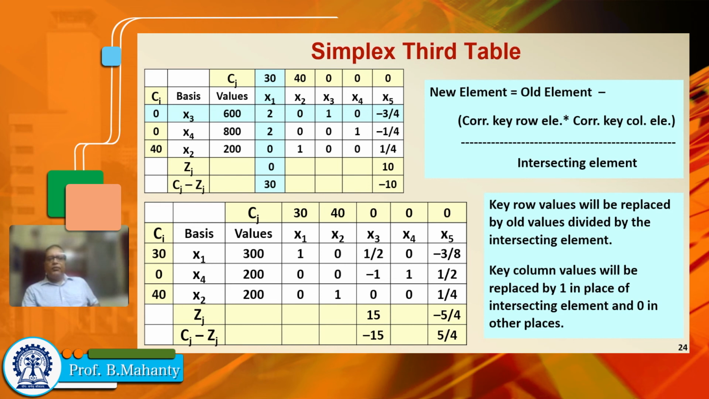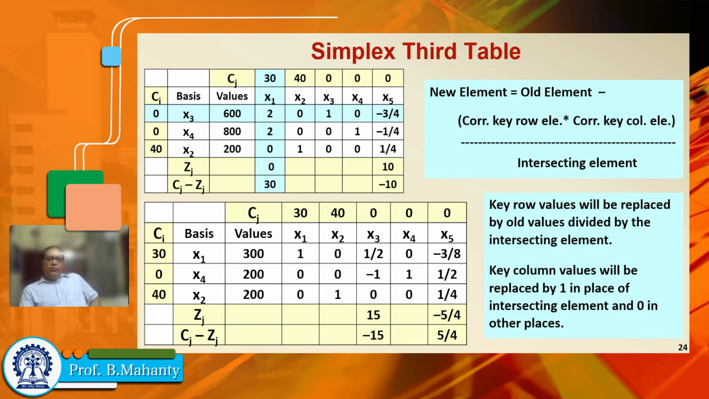So no change, 0. And here, minus 1 by 4 minus 2 into minus 3 by 4 into 2. So that means minus 1 by 4 plus 3 by 4. So it should be half. And no change here because after all there is a 0. So if there is a 0 in the key row or the key column corresponding element, then no change happens. So there is no change.